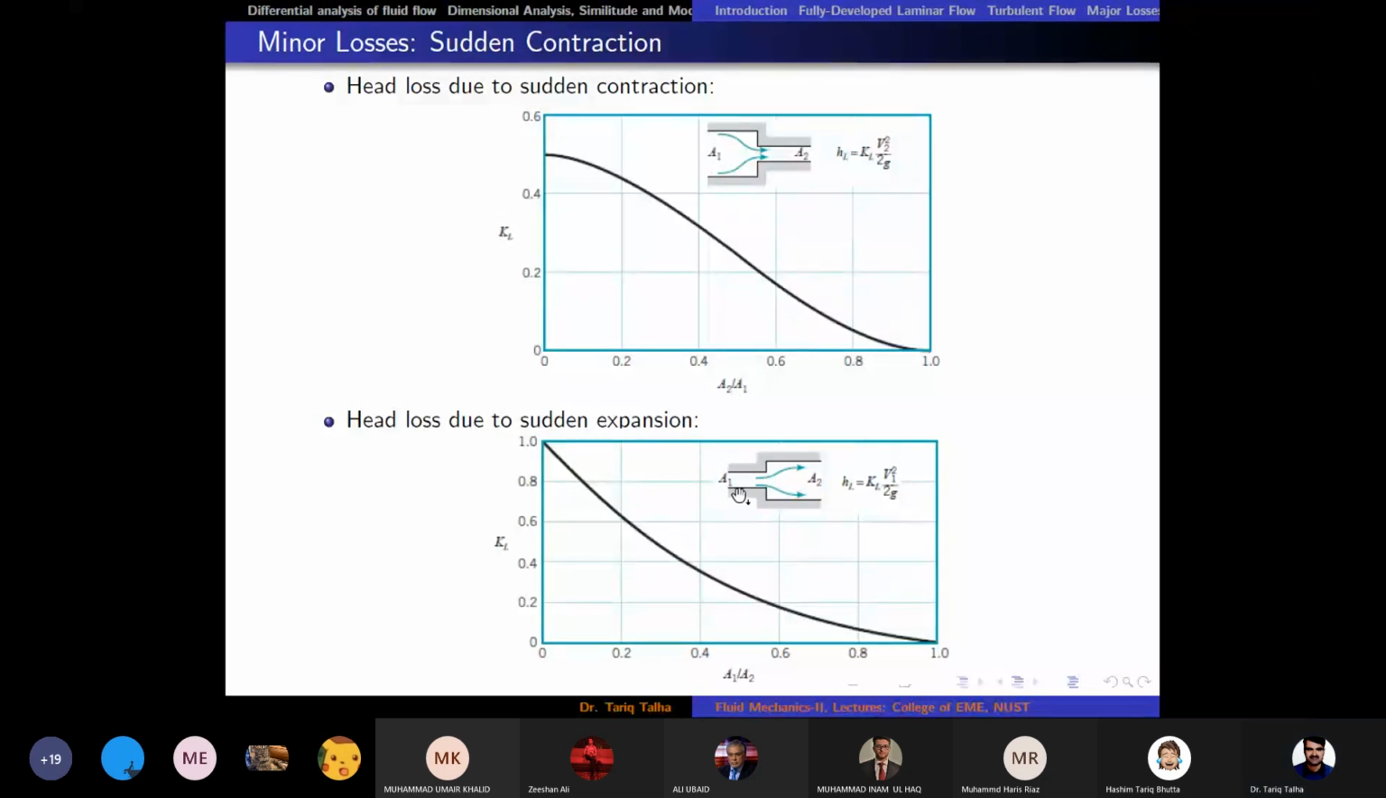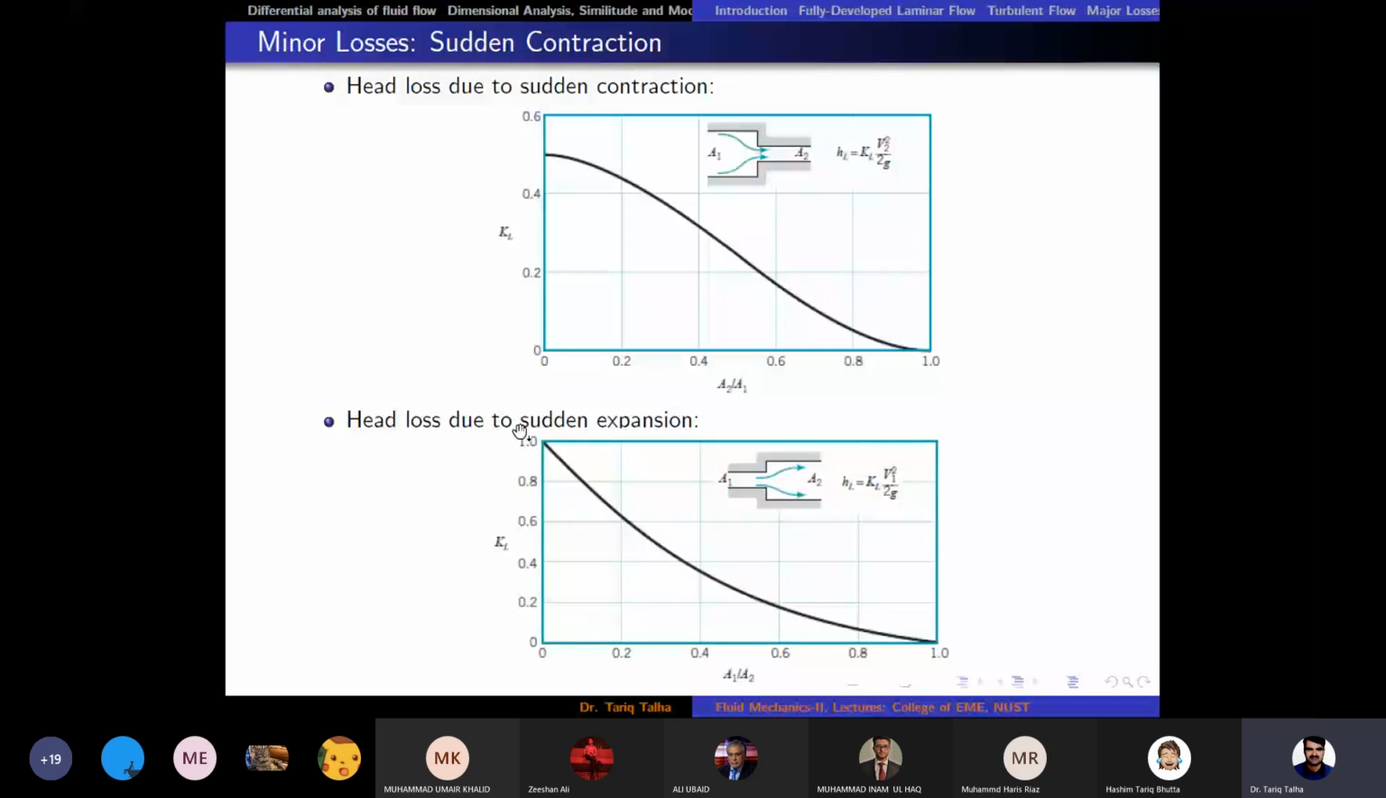And similarly, when we talk about sudden expansion, it is just putting a large diameter pipe in front of a small diameter pipe. So in the limiting case, when we have A1 upon A2 equal to 0, it means that the A2 value is very large as compared to A1. That is the case when we are talking about the fluid entering into a large reservoir. For that case, we have seen on the last slide that KL value is equal to 1.